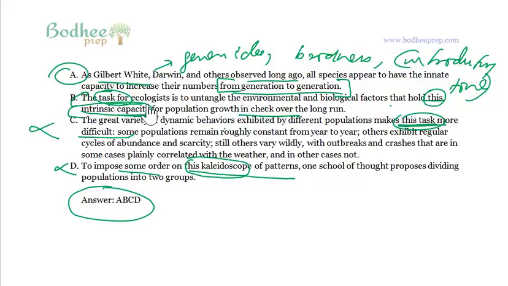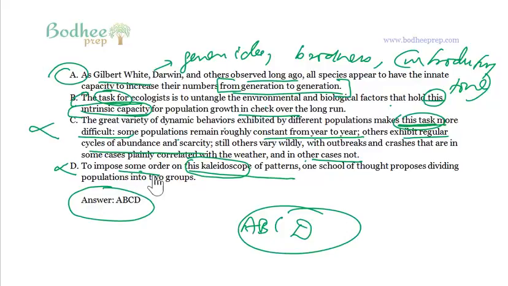This task, right? Some populations remain roughly constant from year to year. Others exhibit regular cycles of abundance and scarcity. Still others vary widely with outbreaks and crashes that are in some cases plainly correlated with the weather and in other cases not. To impose some order, so basically you have A, B, C as the link. B obviously has to come in the end. To impose some order on this kaleidoscope. What is this kaleidoscope of patterns? The pattern described here. One school of thought proposes dividing populations into two groups, and we end the paragraph here.